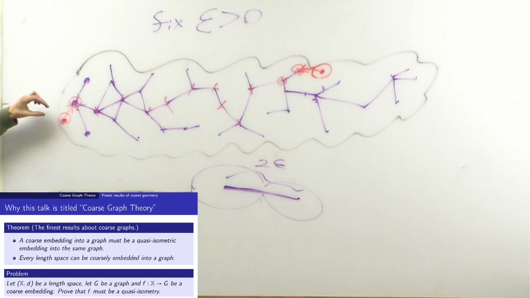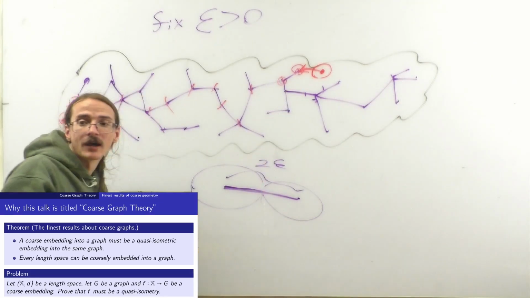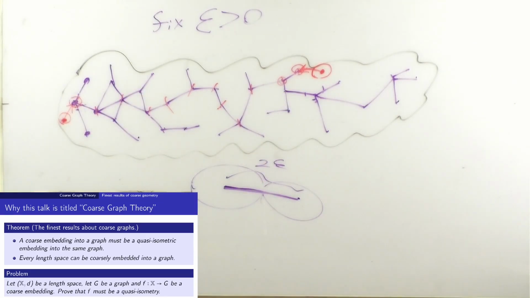So small distances, they can't get too big because they do map to paths in the graph, and pulling those backwards, they only blow up so much. Small distances can't get too big. Big distances, they can't get too small. I should be way more careful about this than I am, but I'm not going to worry about it. Why? Because I'm not.